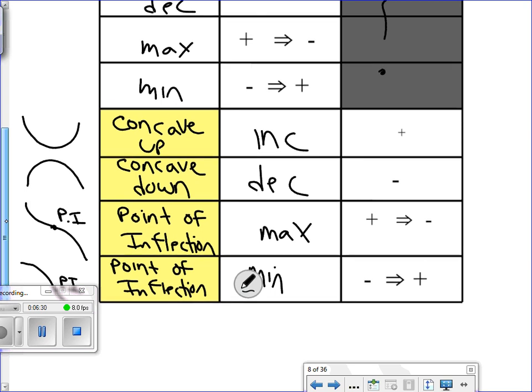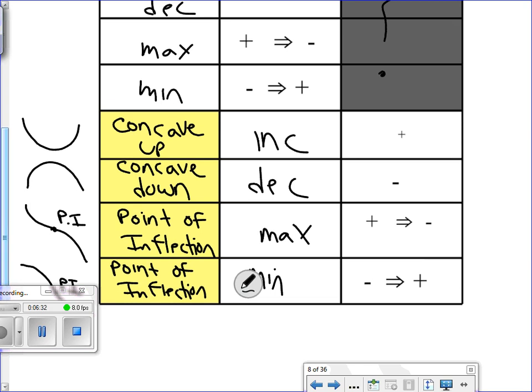So, when the first derivative changes sign, the order matters. Positive to negative, you got a max. Negative to positive, you got a min. When the second derivative changes sign, you just got a point of inflection either way.